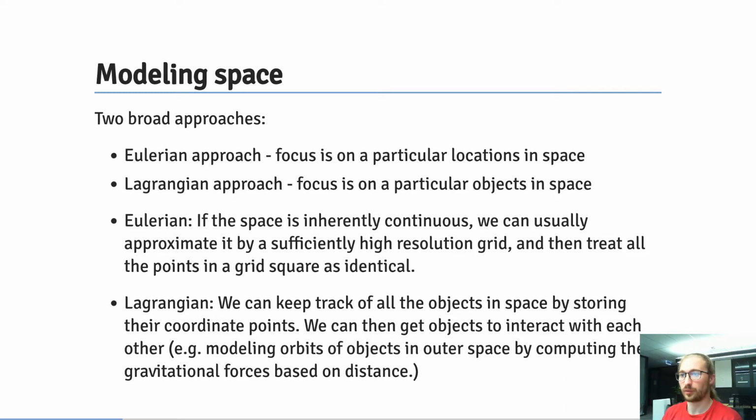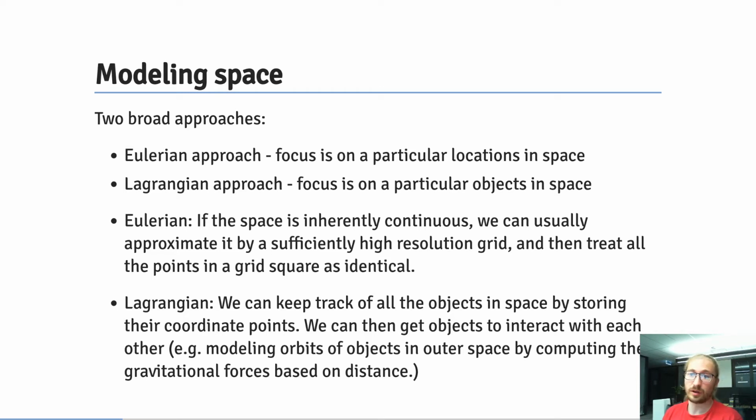With the Eulerian approach, if the space is inherently continuous, which it naturally tends to be, we can approximate it and pretend it's just a very, very fine grid. When you've got a grid of pixels that's sufficiently high resolution, it's quite often close enough to a continuous space. A picture on a computer looks pretty smooth to your eye, but at the end of the day, it's just a grid of discrete pixels. Given sufficiently many pixels, it can be, well, maybe not indistinguishable, but indistinguishable enough from a continuous reality.